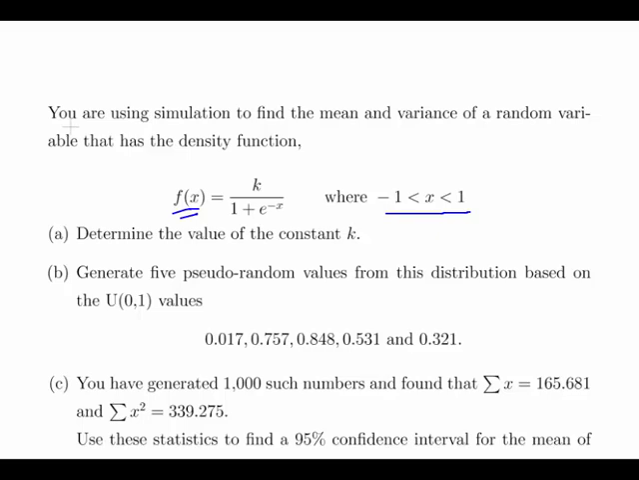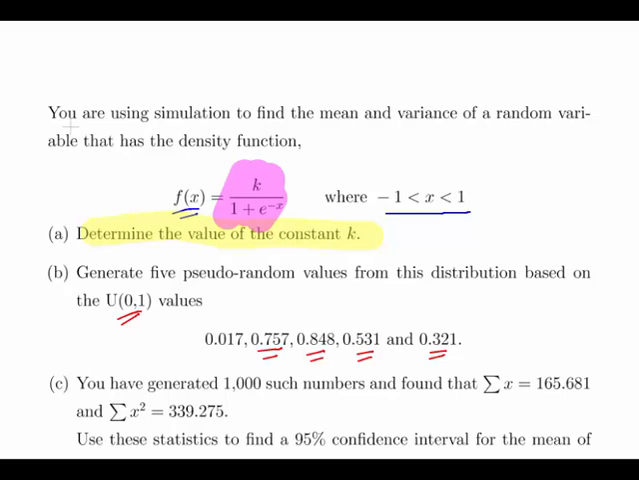So the first question asks us to determine the value of the constant k, which is the numerator of this expression here. And then generate 5 pseudo-random numbers from this distribution based on these draws from the uniform distribution. So we're going to draw 5 numbers from the uniform distribution, which is the fundamental operation of random number generation: 0.017, 0.757, 0.848, 0.531, and then 0.321.